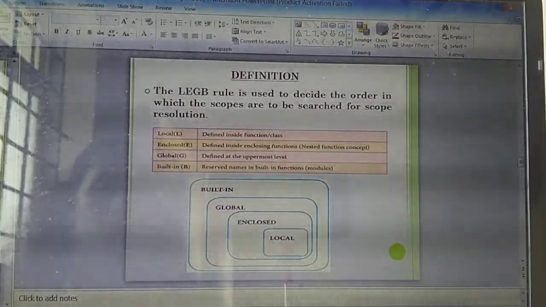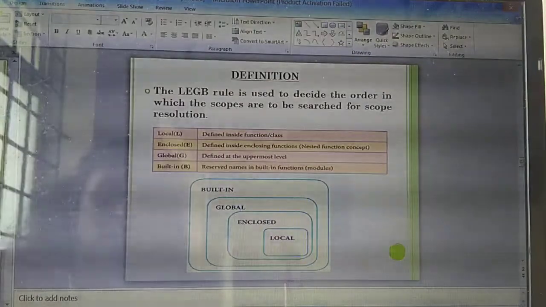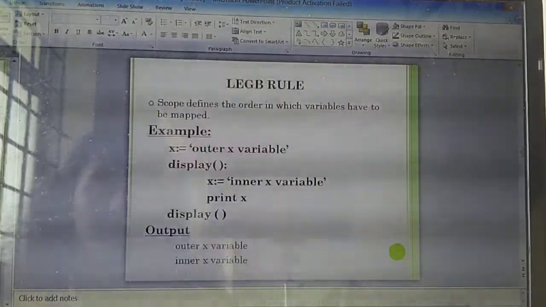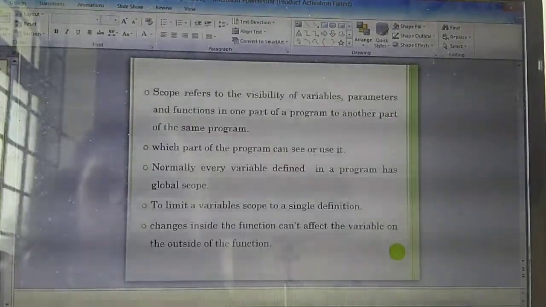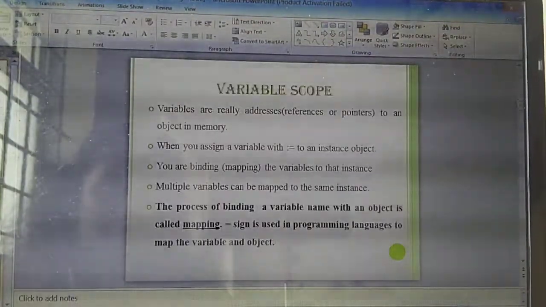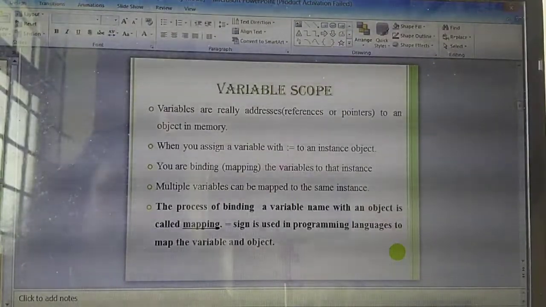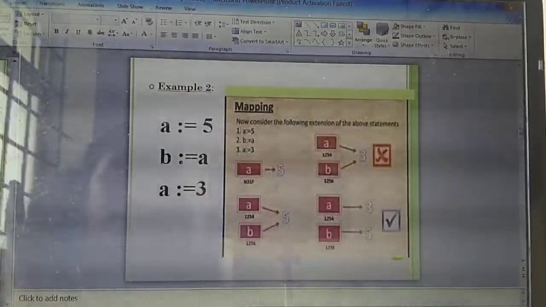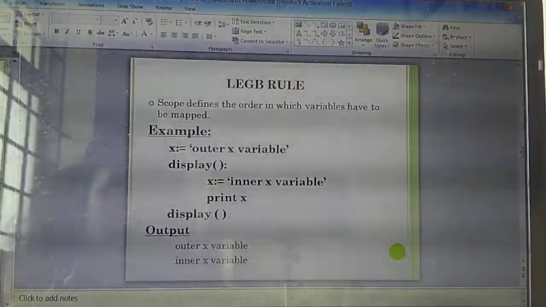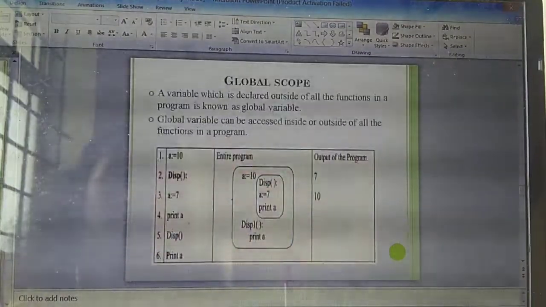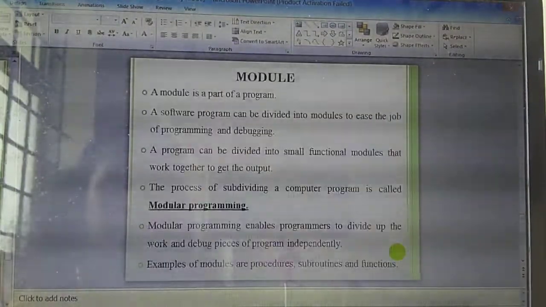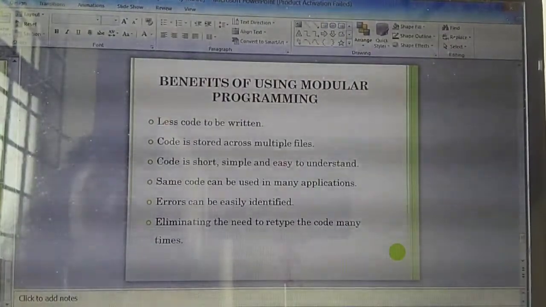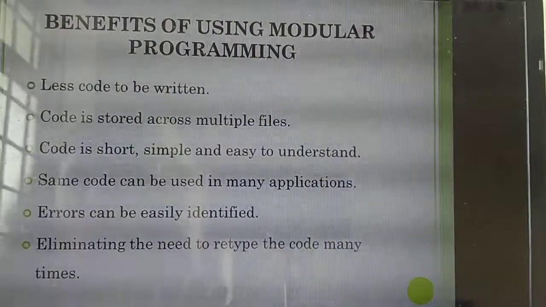Before chapter 3 gets over, I am revising what you have studied. What are the things you have studied in chapter 3? Just revise one time. Definition of scope, what you mean by variable scope, mapping. Then namespaces, a very important 2 mark question, example of mapping. Then the LEGB rule. Then definition and types of variable scope: local scope, enclosed scope, built-in scope. Then modules, characteristics of modules, benefits. It is a small chapter only, but very important. By this, chapter 3 gets over.